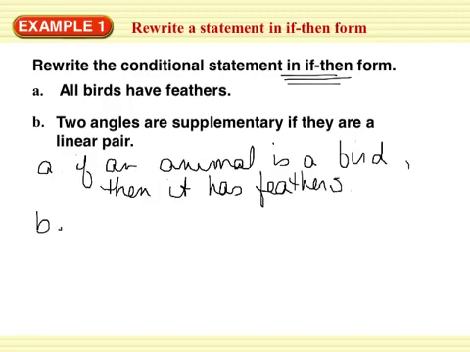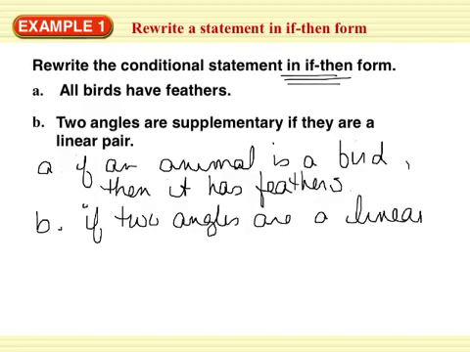So that's if-then. Two angles are supplementary if they are a linear pair. If two angles are a linear pair, then they are supplementary.